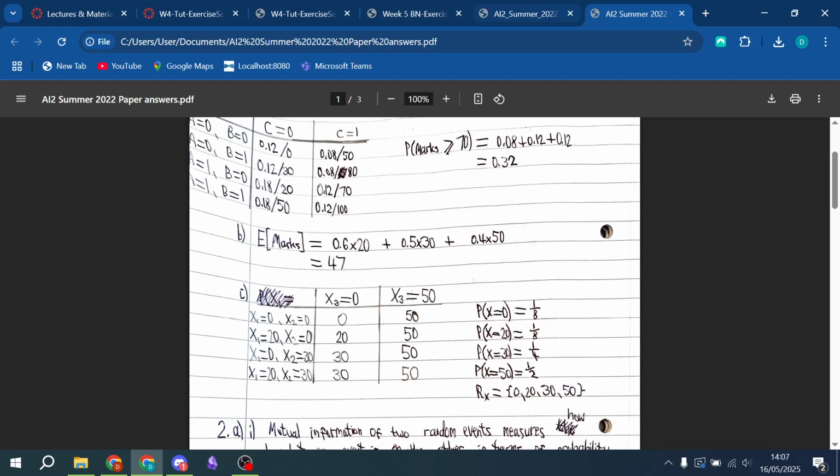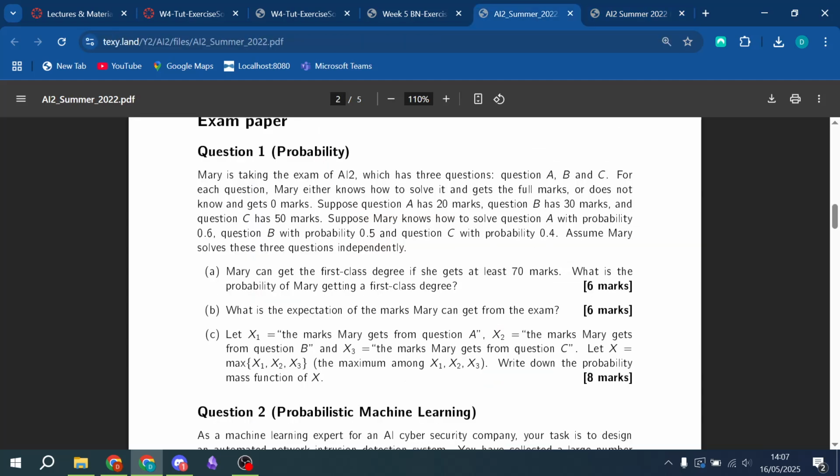Question C. You have these 3 variables, x1 to x3, and they each represent the number of marks she gets for each question. And you have this main variable x, which is the maximum of the 3. So which question did she get the most marks on, and then it returns that number of marks. And then, what is the probability mass function?